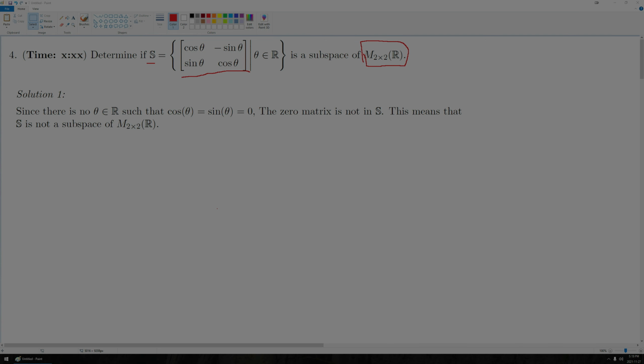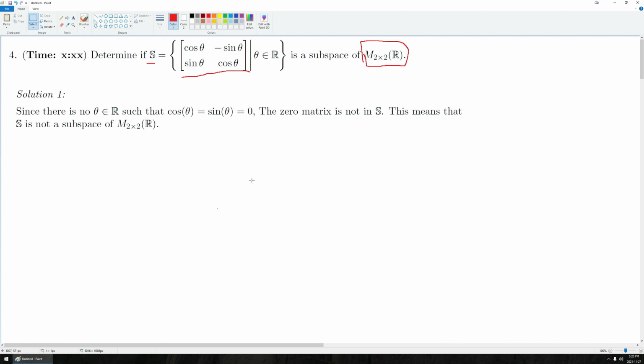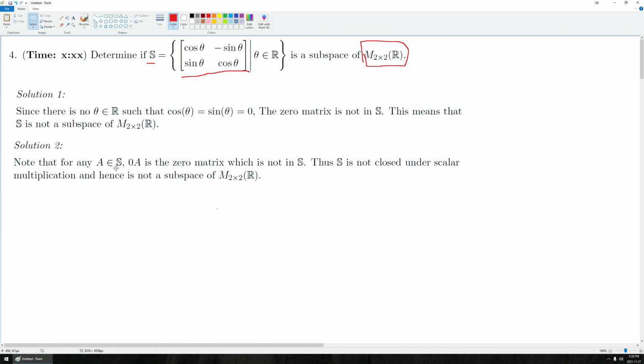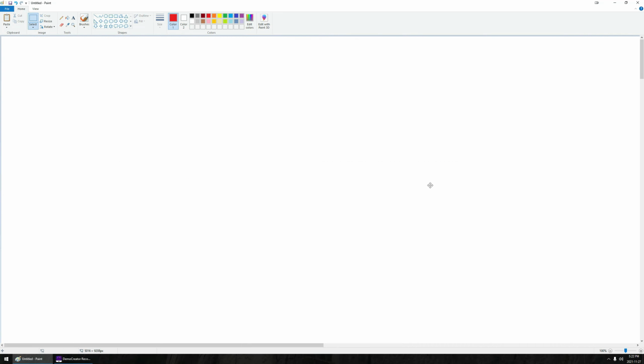Another solution that you can do is to attack scalar multiplication. So in some sense, this also is attacking zero, so it's kind of the more general solution. Note that for any A in S, 0 times A is the zero matrix, which again is not in S. Thus, S is not going to be closed under scalar multiplication, and hence is not a subspace of M2 cross 2 of R. Okay, so that is it for question 4. Pretty straight and to the point.